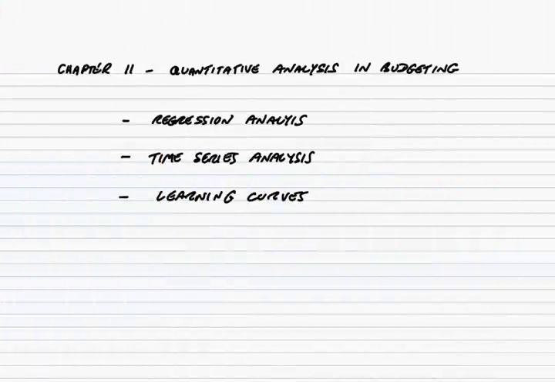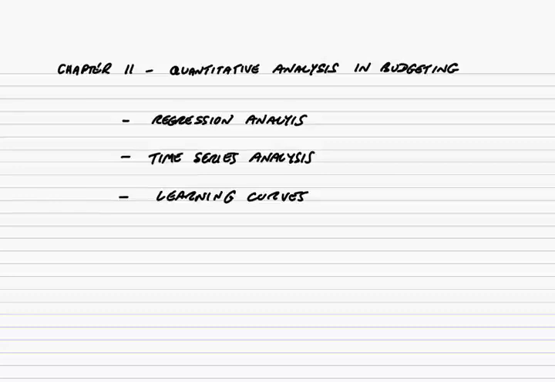This is the first of two lectures on Chapter 11 of the Paper F5 course notes, which is Quantitative Analysis in Budgeting. You'll see in this chapter there are three techniques, each of them completely separate, but three techniques that can be useful when people are preparing budgets. And each of these three techniques can form a major part of a Paper F5 question. Now I've listed the three techniques on the screen.